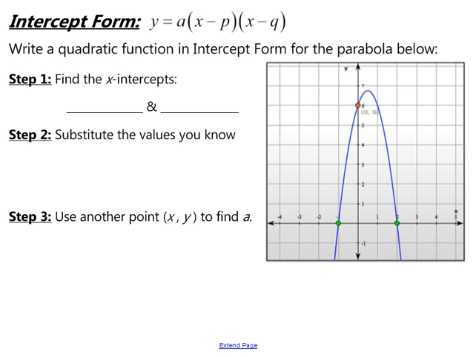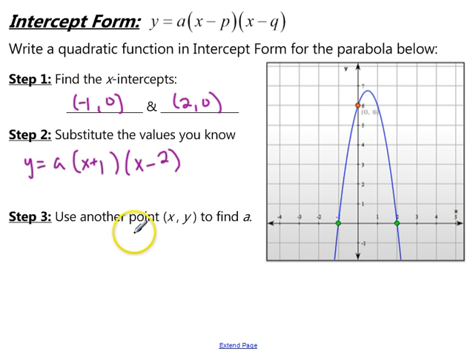Next, we're going to talk about how to write a quadratic function in intercept form from the parabola given. First, we need to find the x-intercepts. Here we have one at (-1, 0), and our other x-intercept is at (2, 0). So we want to substitute in those values. Remember, your x-intercepts are p and q. So we have y = a(x + 1)(x - 2), and remember the minus changes to a plus for -1. Then we want to use another point that we have.